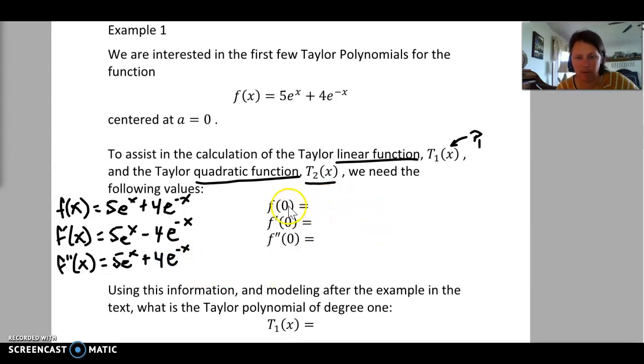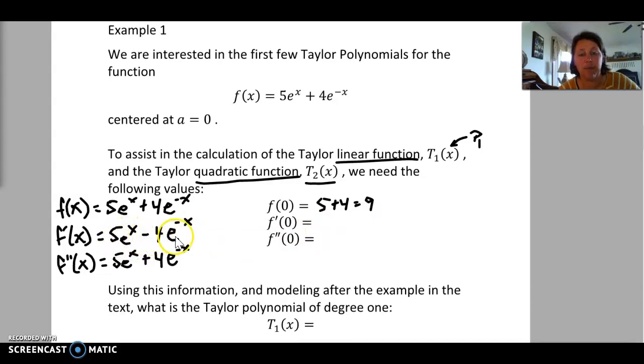Okay, so over here now we're going to plug in 0 to each one of these equations. So plugging in 0 here, we would have 5 times 1 plus 4 times 1. So 5 plus 4 equals 9. And then here, plug in 0 again.